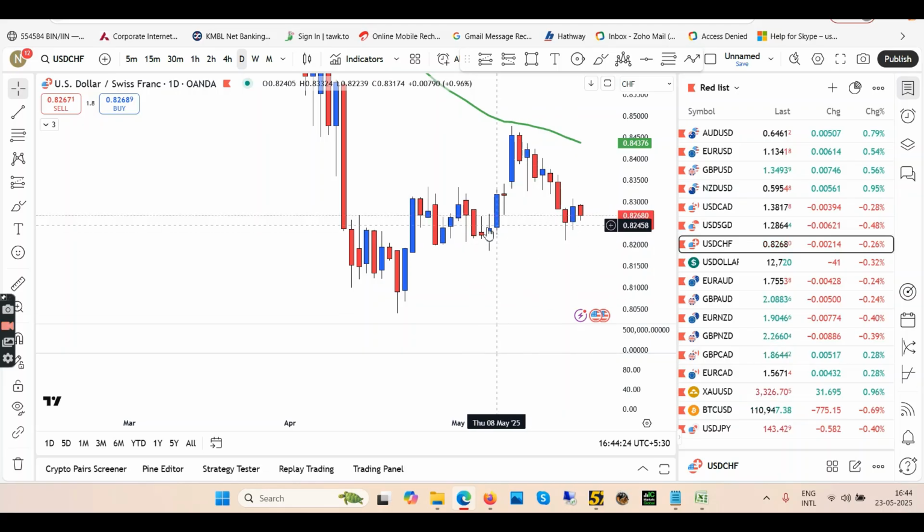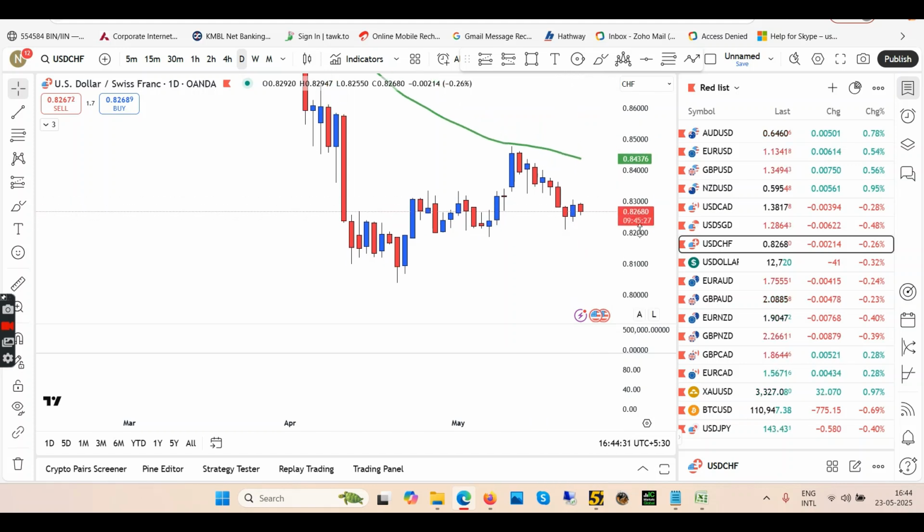This red candle rejected the previous low. Okay, and then we have a blue candle which has eaten the previous red candle. So in daily, I would say hold on to yourself.